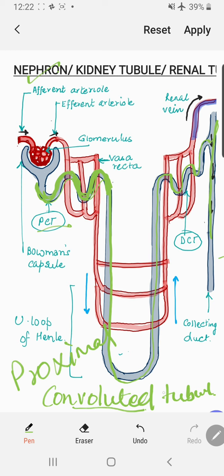Proximal convoluted tubule. Proximal word is used on the basis of say near or far. So proximal is the tubule which comes first, nearer to the Bowman's capsule. On the contrary, the other one is distal, which is far from Bowman's capsule. CT stands for convoluted tubule only. So PCT and DCT, these are the two convolutions in each nephron. First one is proximal, the latter one is distal convoluted tubule, right?